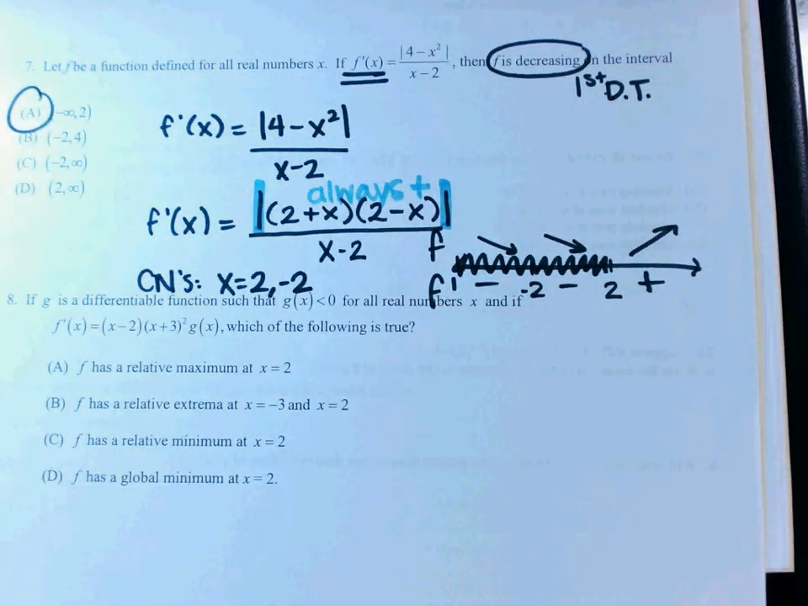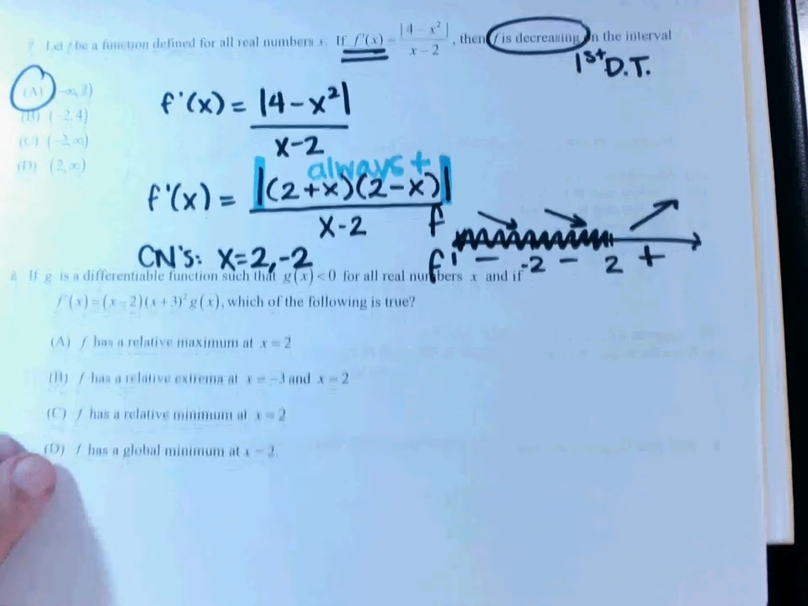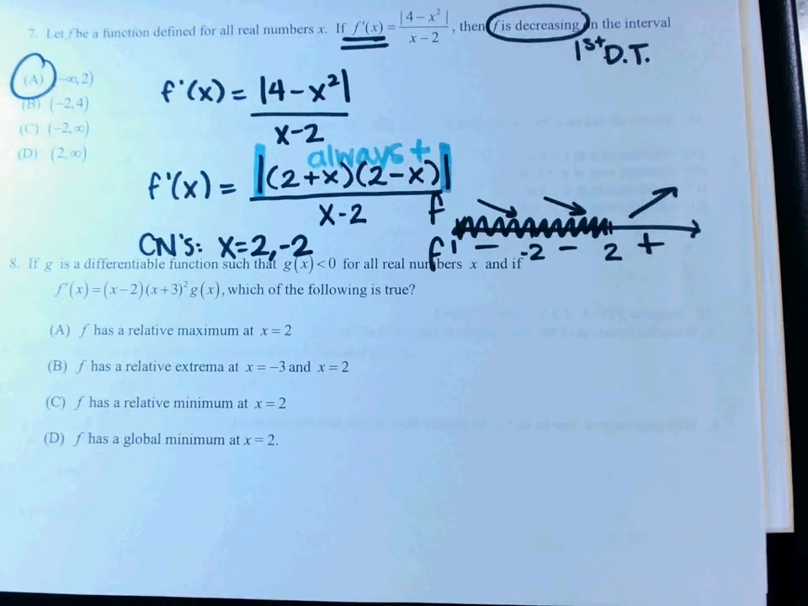Alright, number 8's very similar to that. I want you to give it a shot. So it says g is differentiable. G of x is always less than 0. For all real numbers x, f prime equals blah, blah, blah. Which of the following is true? Are you going to take the derivative? No. They already did it for you. All you need to do is the line test.